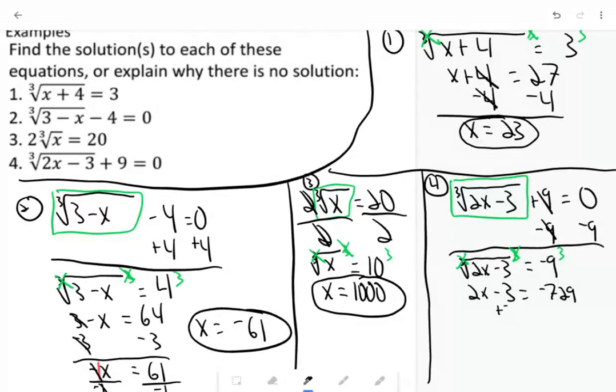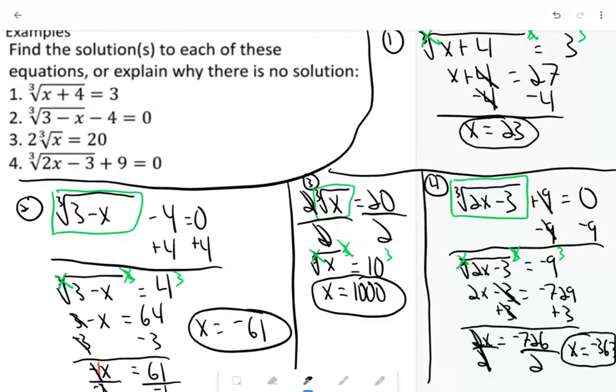All right, so now I'm going to add 3 to both sides. Negative 729 plus 3 equals negative 726. Now I'm going to finish it off by dividing both sides by 2. So negative 726 divided by 2 is negative 363. So x equals negative 363. Okay, and that is it for lessons 8 and 9.